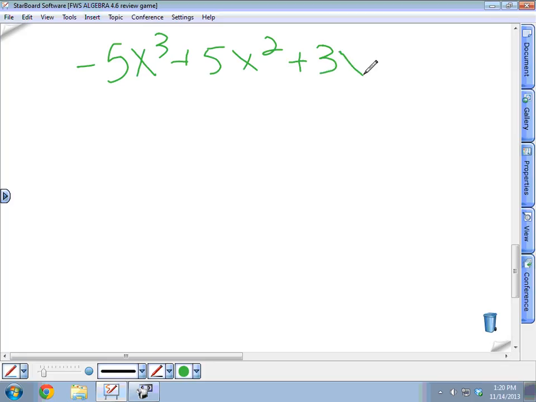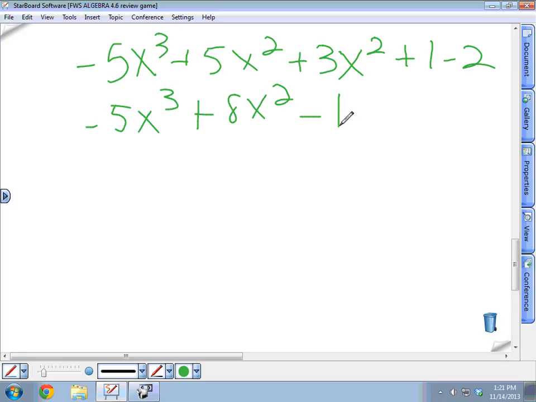So I'm sorry, Austin. You said 5x squared plus 3x squared plus 1 minus 2. And then you got to simplify this. So how are you going to simplify this? Negative 5x cubed plus 8x squared minus 1. Good. And what's the degree of the polynomial? 3. So third degree.